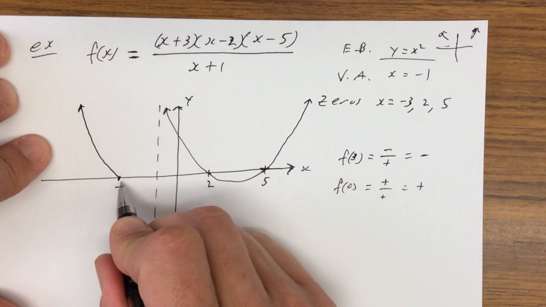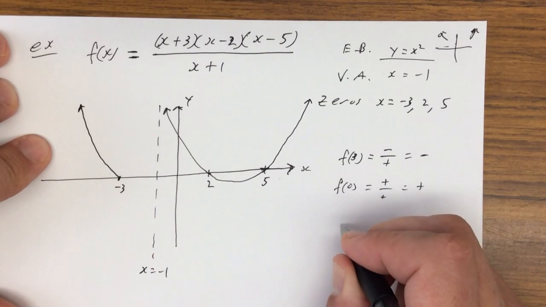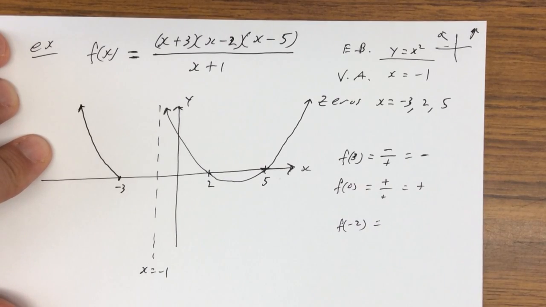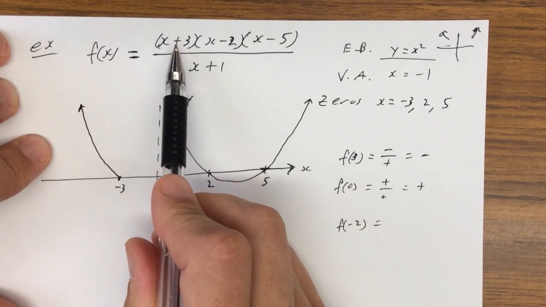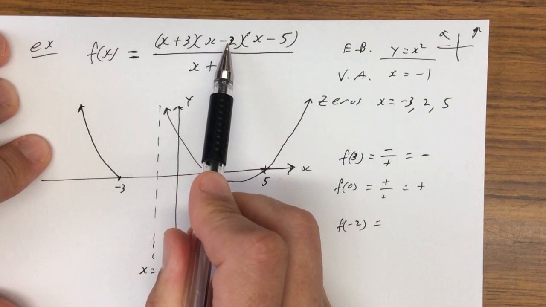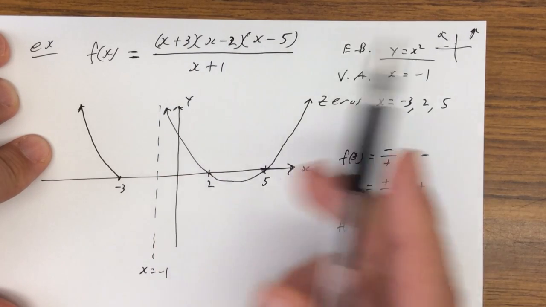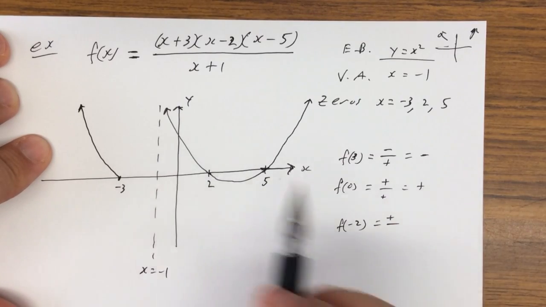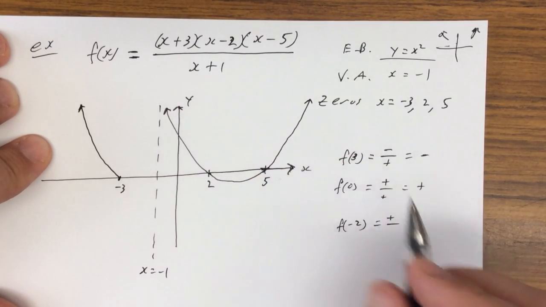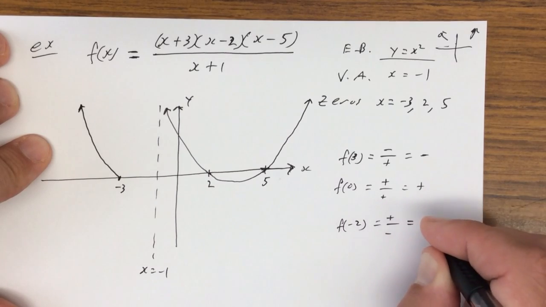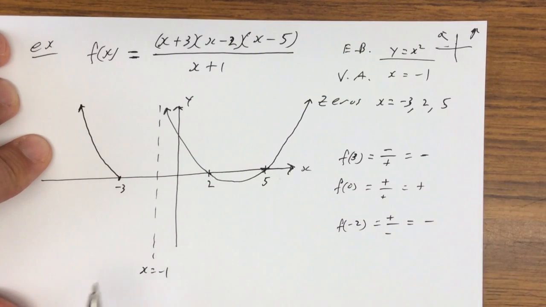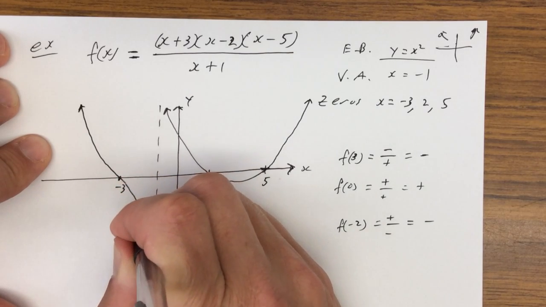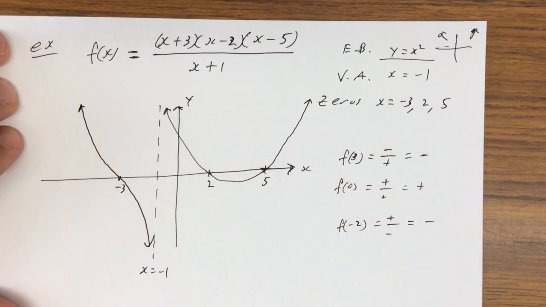So let's try something in between negative 3 and negative 1, which is negative 2. In f of negative 2, that's going to be a positive, negative, negative. Two negatives make a positive. And then negative 2 on the bottom is going to be a negative. So that gives me a negative here. So f of negative 2 is negative, meaning down here, and it's going to head toward the asymptote this way. And that would be our graph.